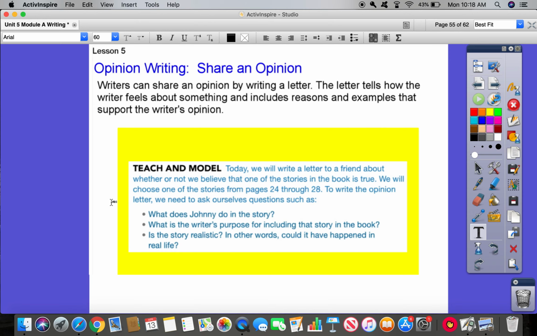We need to ask ourselves questions such as, what does Johnny do in the story? What is the writer's purpose for including that story in the book? Is the story realistic? In other words, could it have happened in real life?